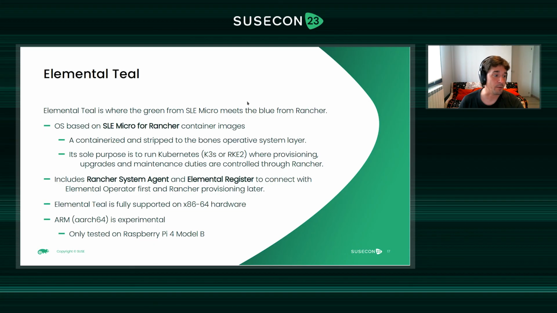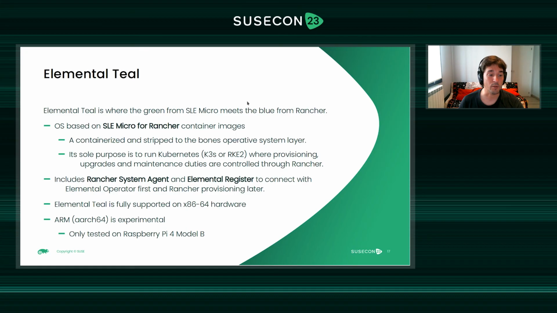That's the whole story. Basically, Elemental Teal is the same as we saw before, with a few additional pieces of software to talk and connect with the Elemental operator. That means that Elemental Teal, in addition, includes the Rancher system agent and the elemental register commands to connect with the Elemental operator first, and then to follow the Rancher provisioning later.